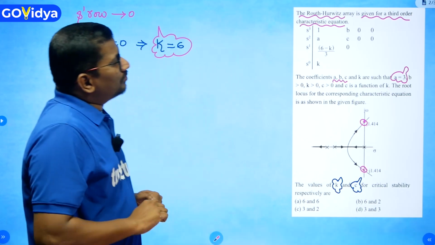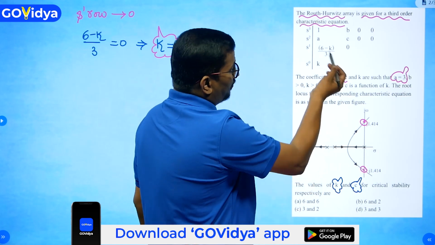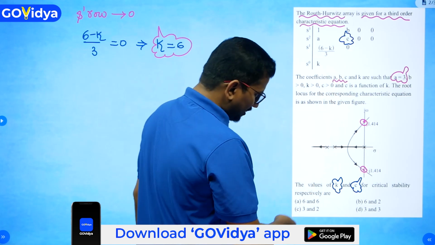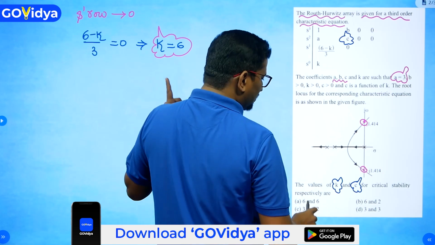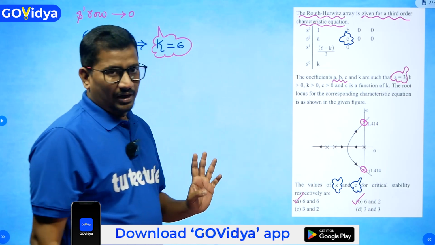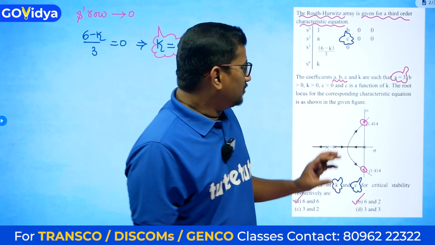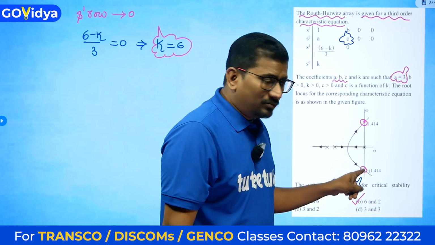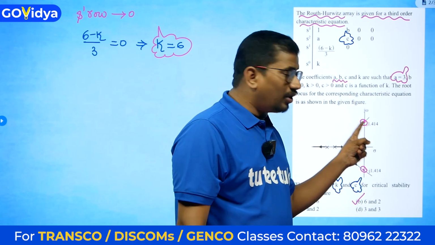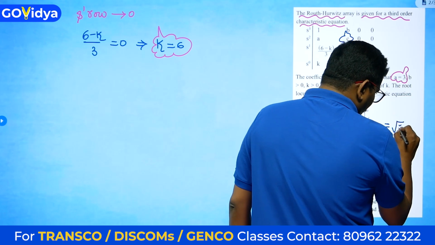Now, we have to find the value of C, which is one of the main objectives. As per the question, K we already found, we got 6. So either option A can be correct or option B can be correct, only one of them. Let us see which one is correct. You have to see the root locus diagram. In this root locus diagram, the plot intersects the imaginary axis at 1.414, which is nothing but root 2.